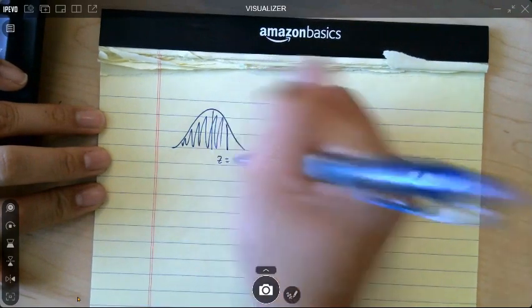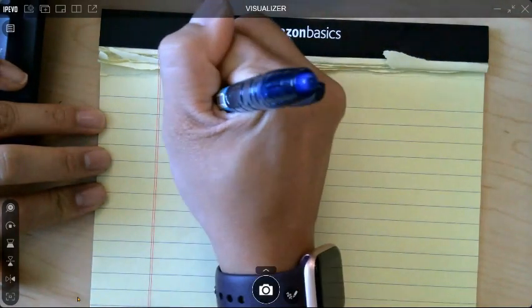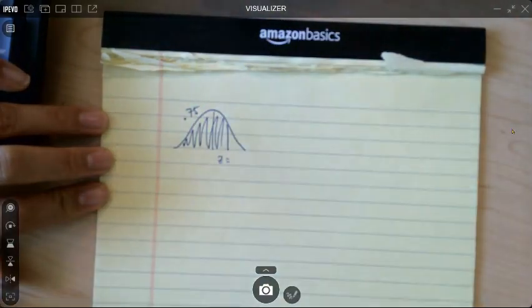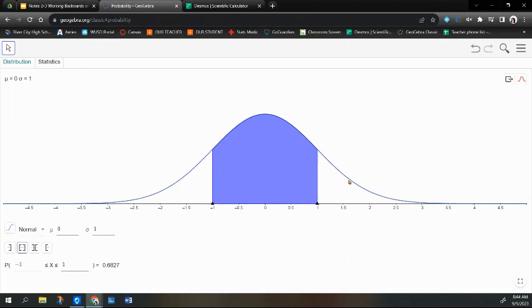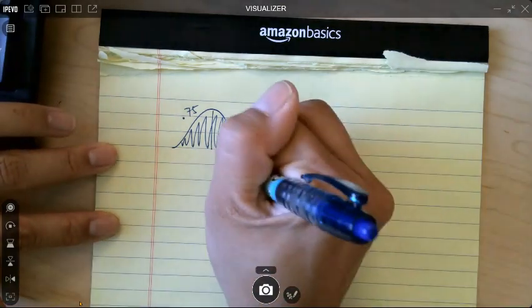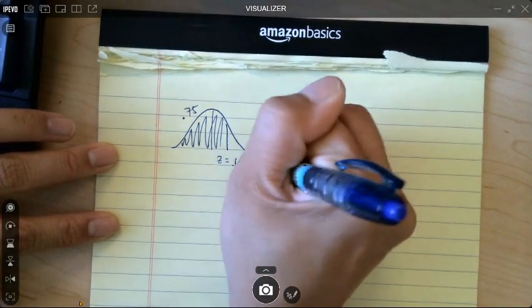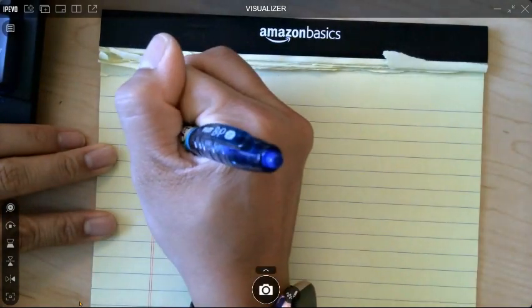To figure out the z for that, we type into our calculator 0.75. Since we're working backwards, first we need the area to the left, and since we're given the percent, we type it in here. So the 75th percentile is 0.75, and the z-score for that is 0.6745. So that's for the 75th percentile.